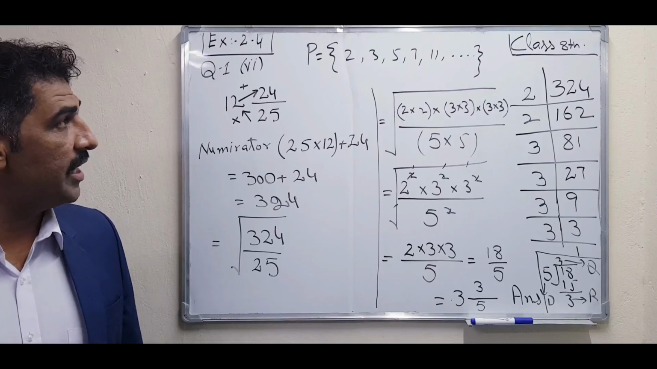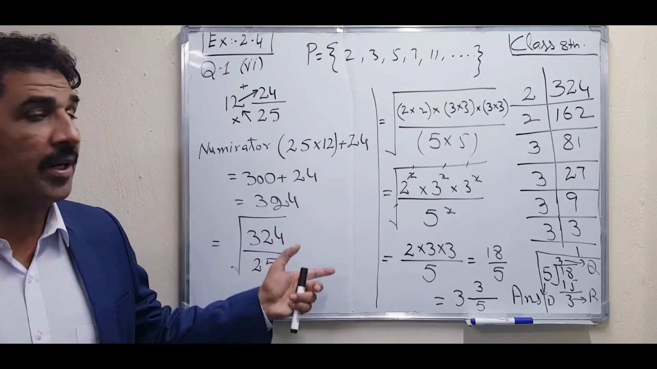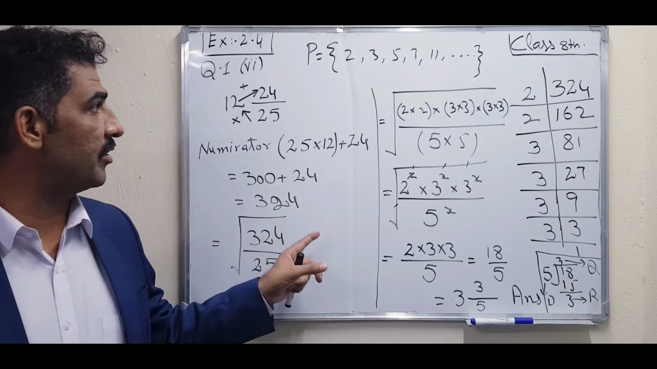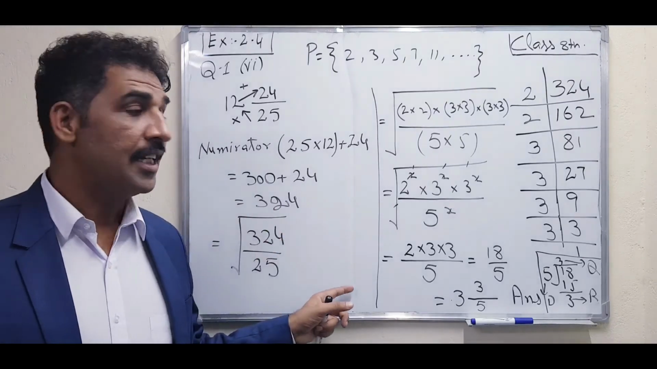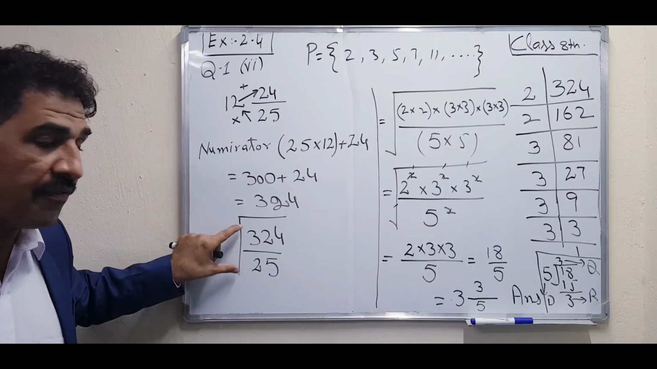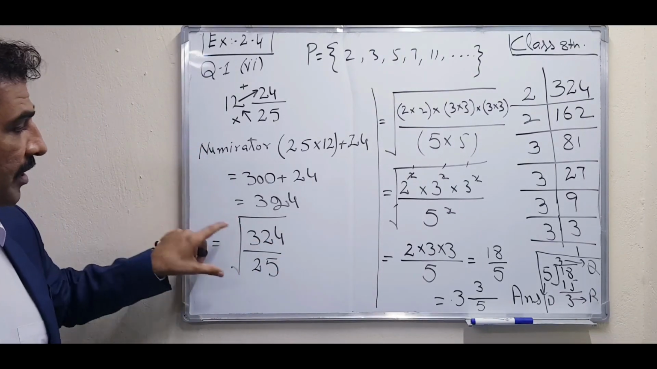Our question is complete. This method is called the prime factorization method, and you already used this method of prime factorization in exercise 2.3, but here in exercise 2.4, just a little change. He gave the question in the fraction. After that he said solve this one.